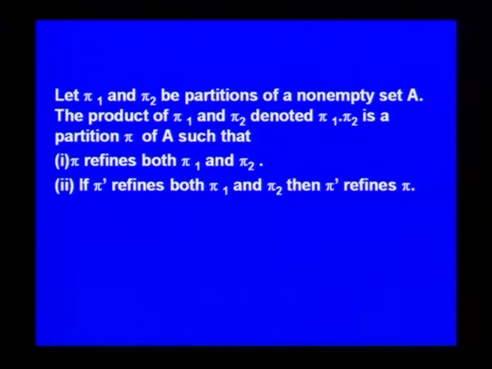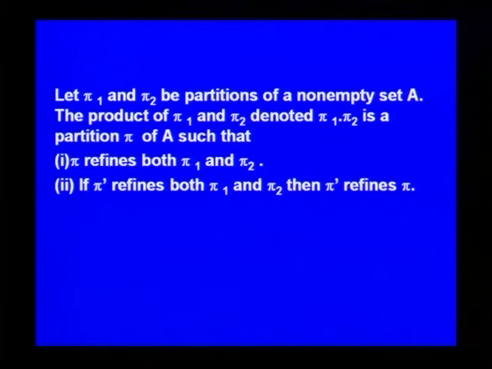Next, we shall see what is meant by the product of two partitions. Let pi 1 and pi 2 be partitions of a non-empty set A. The product of pi 1 and pi 2, denoted by pi 1 dot pi 2, is a partition pi of A such that pi refines both pi 1 and pi 2. If pi dash refines both pi 1 and pi 2, then pi dash refines pi.